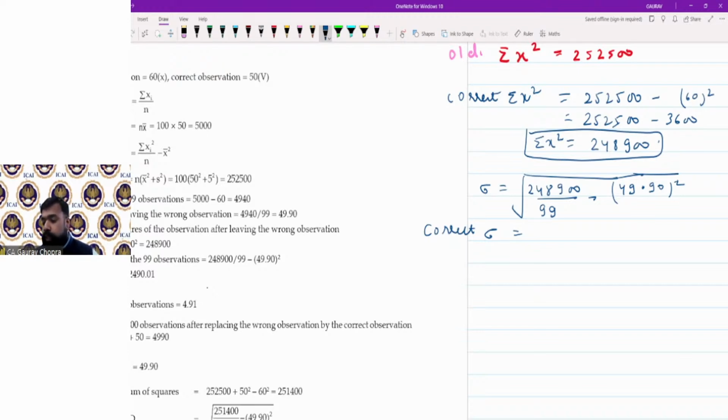So Manish is asking, after removing the wrong value from 5000, will we add the old one or not? See, in the first part, the question is saying only to remove. So there is no replacement. But in the second part, we have to remove the old one and add the new one. So addition will be done in the second portion, but in the first part of the question, we simply have to remove the wrong figure. So after simplifying this, you will get your final answer.